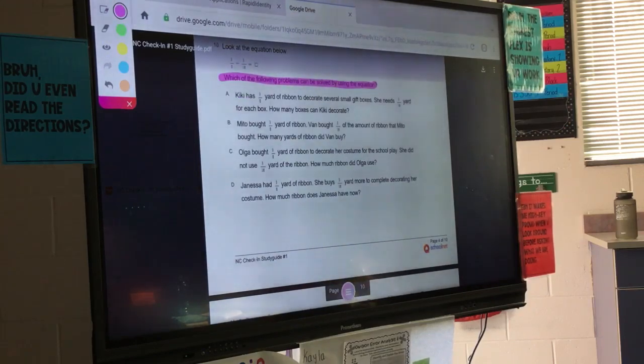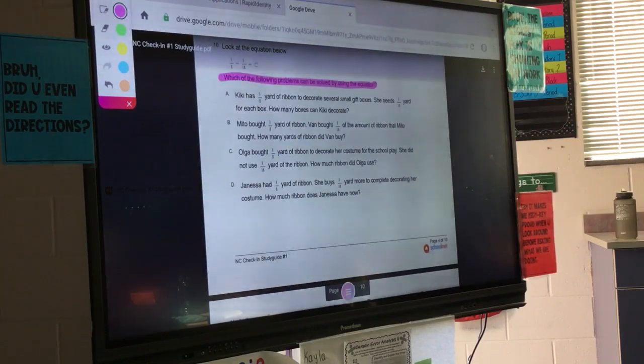So it says Kiki has 3/8 yard of ribbon to decorate several small gift boxes. She needs 3/16 yard for each box. How many boxes can Kiki decorate? How many of you guys picked A as your answer? If you picked A, stand up. If you didn't do this one, that's fine. How many of you would have picked A as your answer? Okay. All right, have a seat.